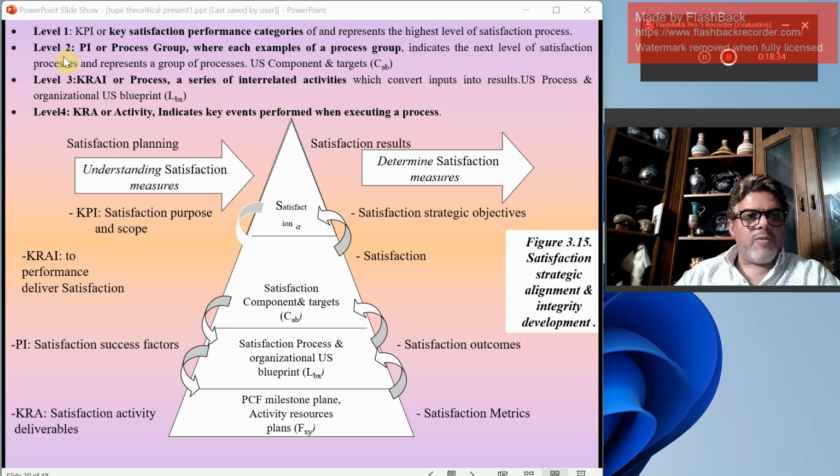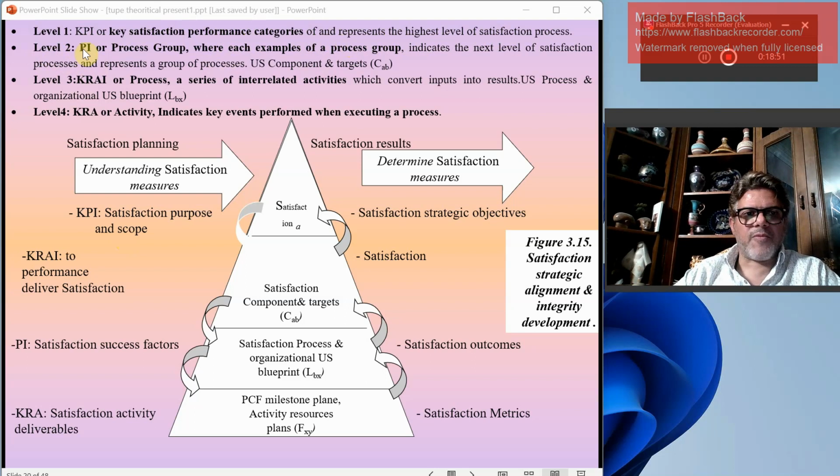So let's talk about level 1, key performance evaluation, or key satisfaction performance categories, which represents the highest level of the satisfaction process. Level 2, performance evaluation, performance indicator, or process group, where each example of a process group indicates the next level of satisfaction processes and represents a group of processes, not one process. It is one process, but has a group of processes.